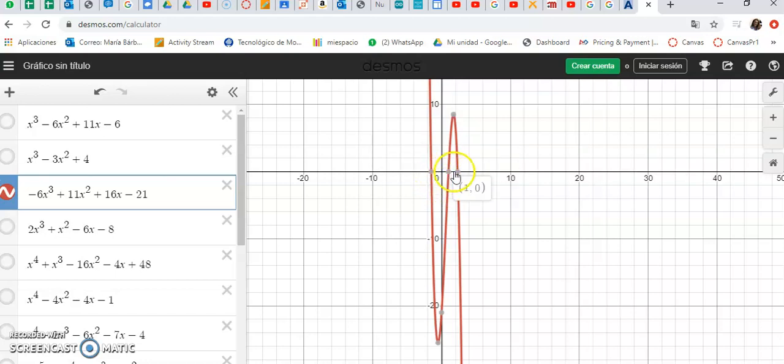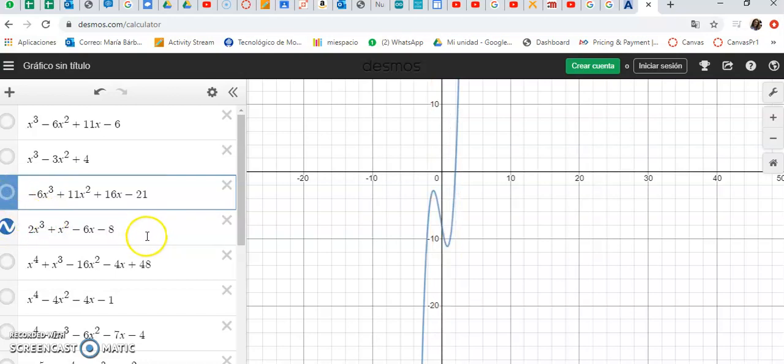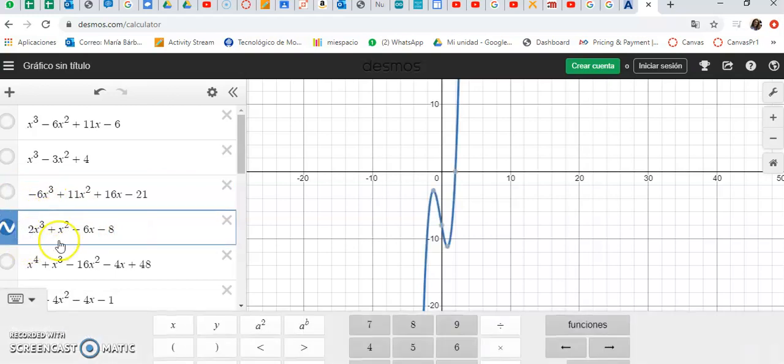We could find roots that are not integer numbers, and also we could find roots that are complex number roots. Let me show you, in a while I'm going to show you an example where we have complex number roots. Look, dear students, in this one it is 2x to the third plus x to the second minus 6x minus 8. As you can see, the degree is a third degree function, and we have a positive leading coefficient. So the behavior is going to be this, as always. It is falling to the left, it is rising to the right.